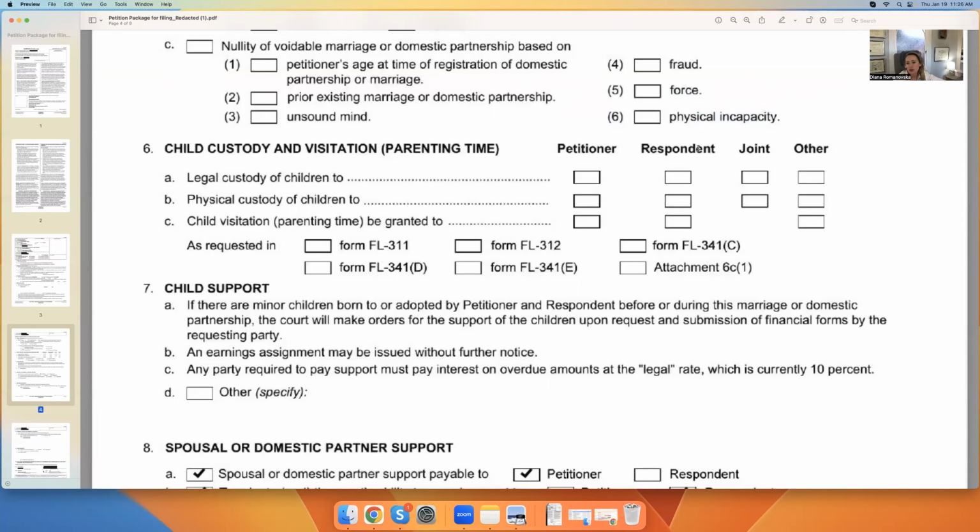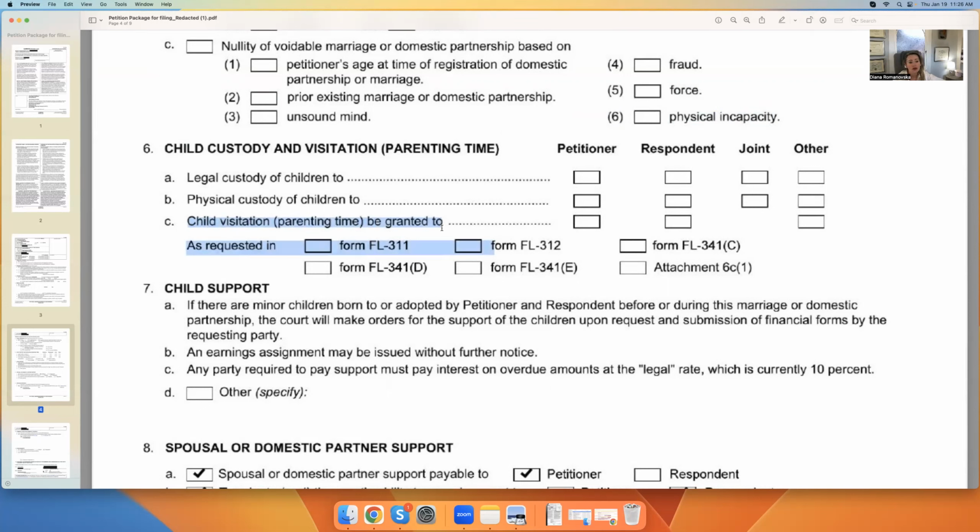So petitioner is you, respondent is the other side, and then you can pick joint or not joint. Legal custody is who is making the decisions about major events such as medical, religious, and school. And then you put the intention. Physical custody: where are the children going to be residing most of the time? With you or with the other parent, or jointly, depending on what your schedule is going to be.